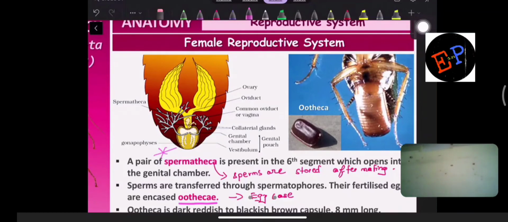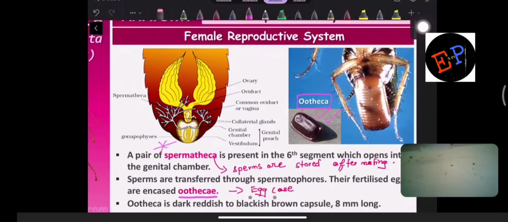Are you able to understand? So here this black color structure which you are finding here, this is called an ootheca. Clear? So ootheca is a dark reddish to blackish brown capsule, which is approximately 8 millimeters long. So females lay 9 to 10 oothecae and each contains 14 to 16 eggs.